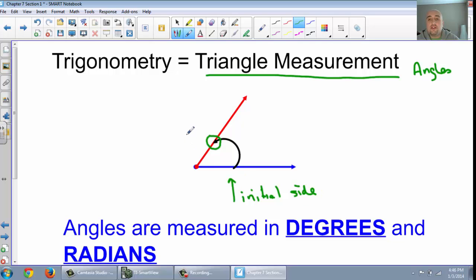Where an angle starts is called the initial side. Where the angle ends up at the top here is called the terminal side. And we can remember terminal because that is where airplanes land. They land at an airplane terminal. Angles finish at the terminal side.